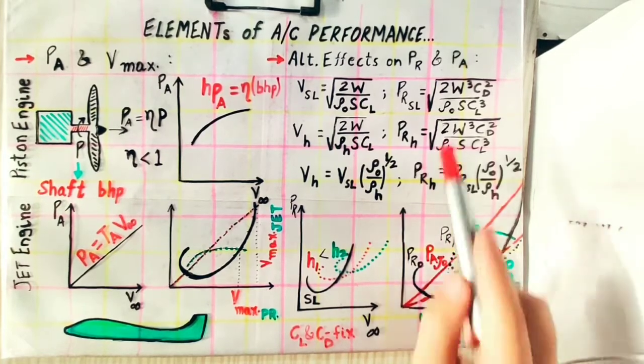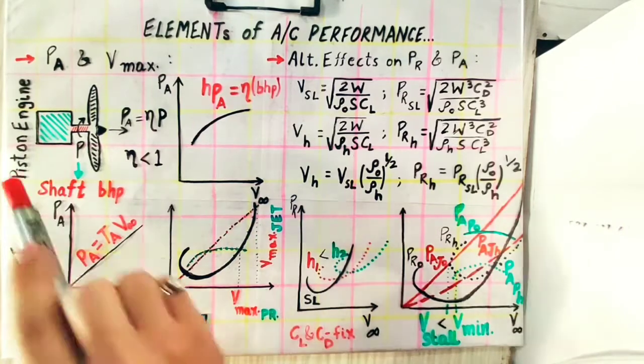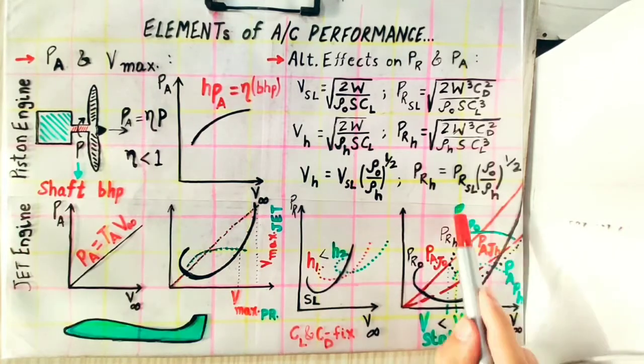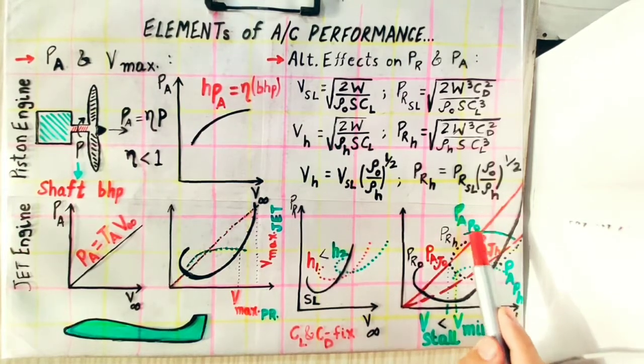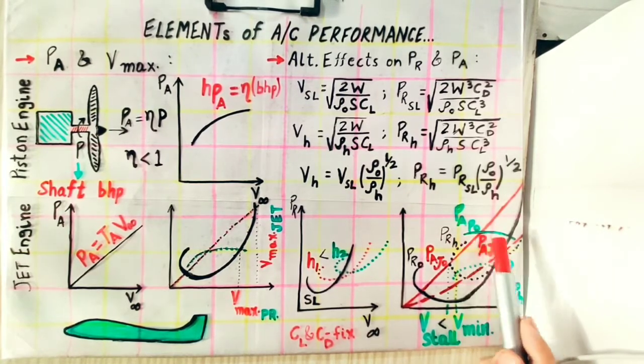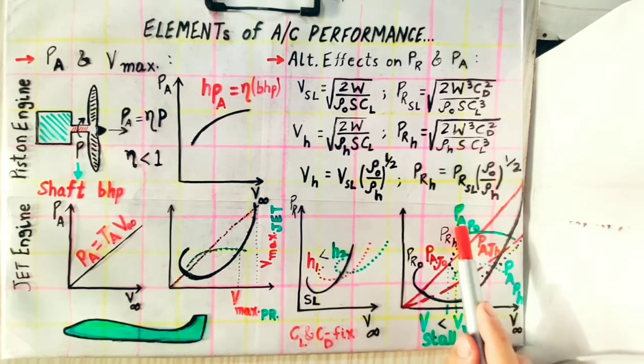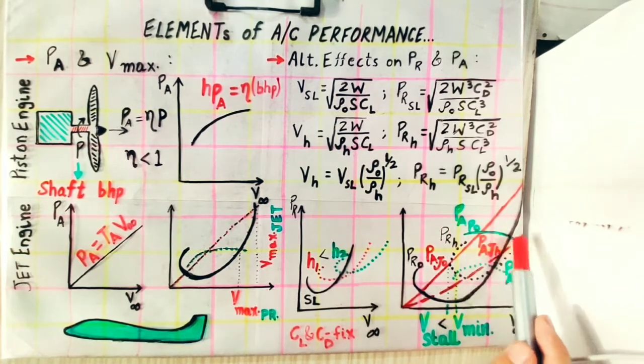Now comes the power available. The power available varies; for the piston engine the power available is this in the green. Power available at sea level, which is power available for propeller at sea level, PA P0, intersects with this power required at sea level at this point. So this is the maximum velocity with which the aircraft can fly with a propeller engine at sea level, and the corresponding power available and power required at sea level will be the same.